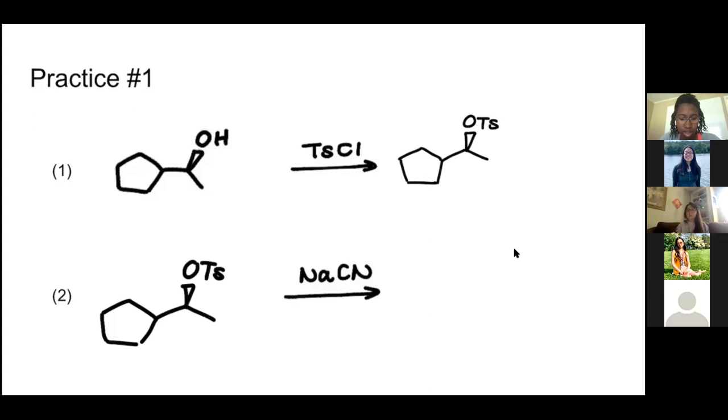Let's say I wanted to do NaCN, and let's go ahead and do it with DMF. Remember that DMF is going to be a polar aprotic solvent. NaCN is a pretty good nucleophile. So these things together are going to suggest that we have an SN2 reaction.